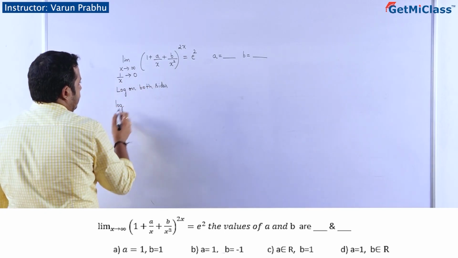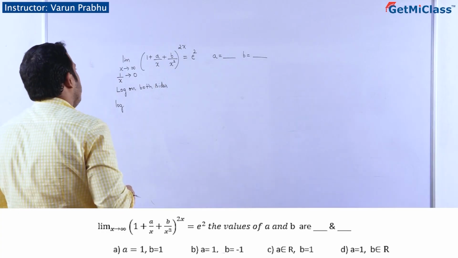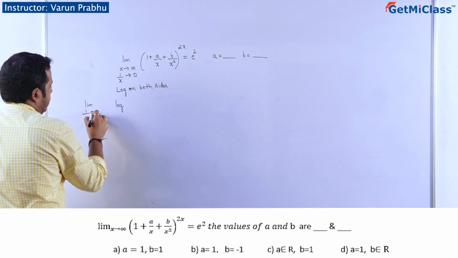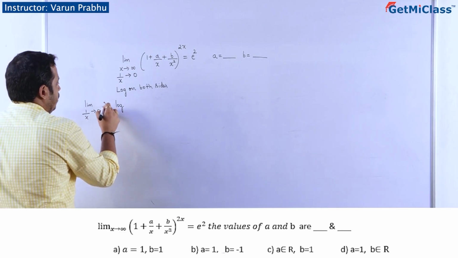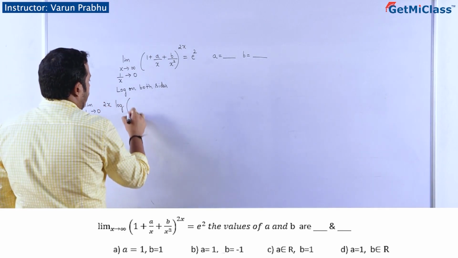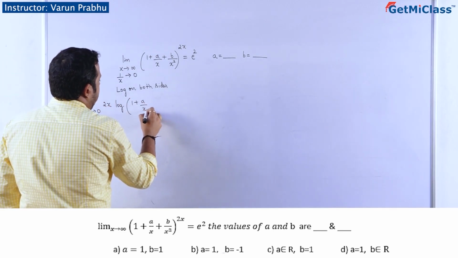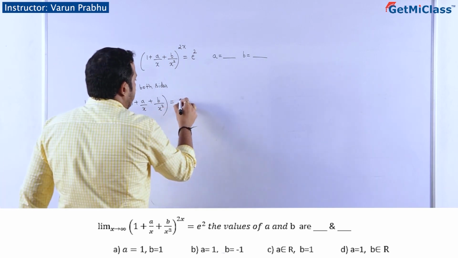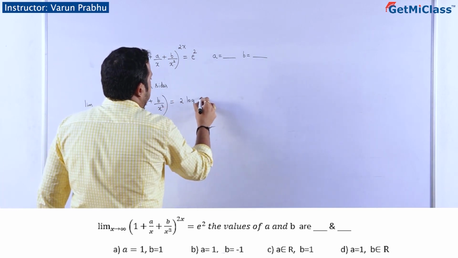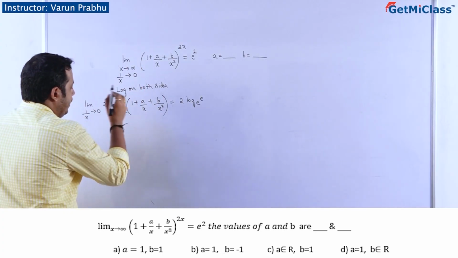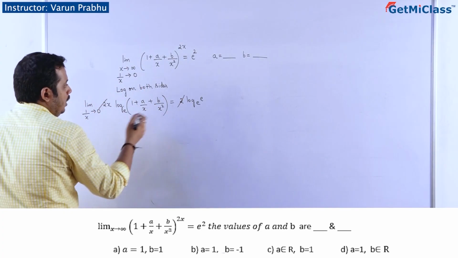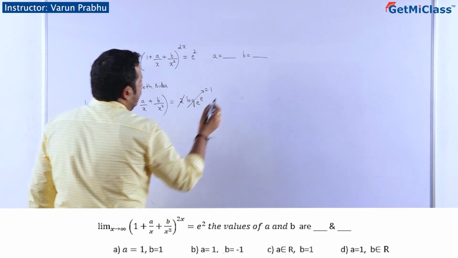Log. So I can say limit 1 by x tends to 0, 2x log of 1 plus a divided by x plus b divided by x square, that is equal to 2 log e base e. By default the base is e here. So this 2 and this 2 will get cancelled. Log e base e is equal to 1.